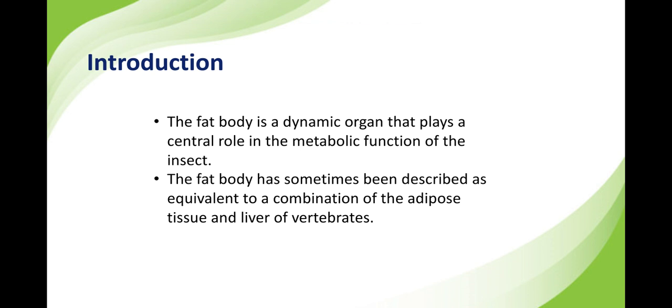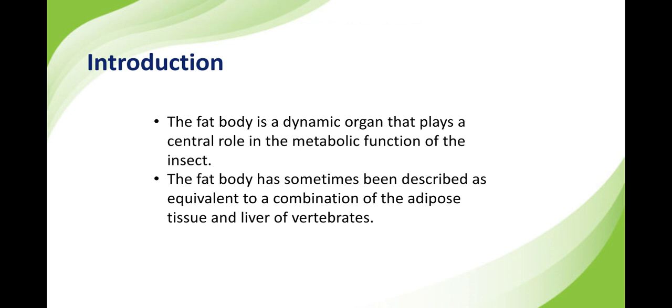The fat body is a dynamic organ that plays a central role in the metabolic function of the insect. The fat body has sometimes been described as equivalent to a combination of the adipose tissue, that is the storage function, and the liver, that is the major metabolic functions of vertebrates. It monitors and responds to the physiological needs of the insect during different developmental stages and under different environmental conditions.